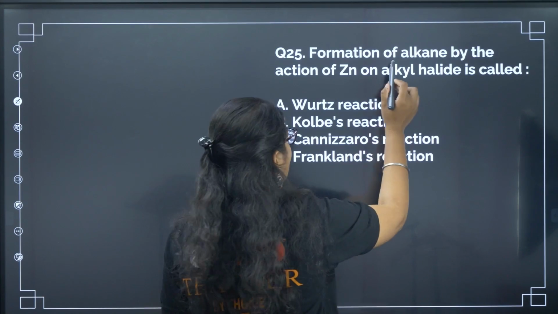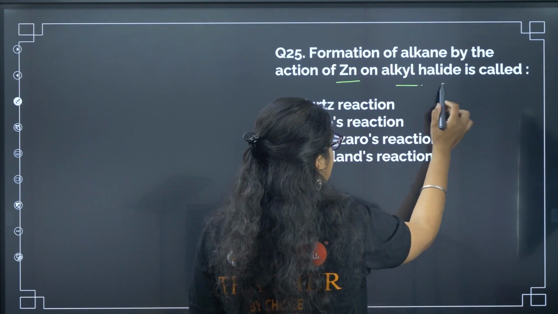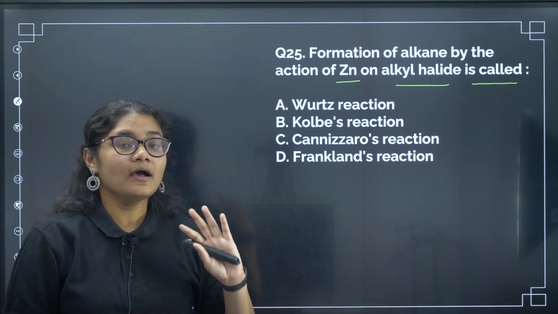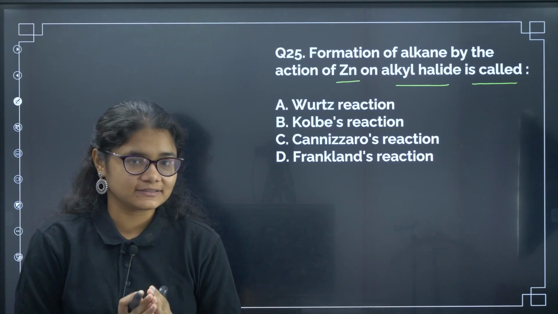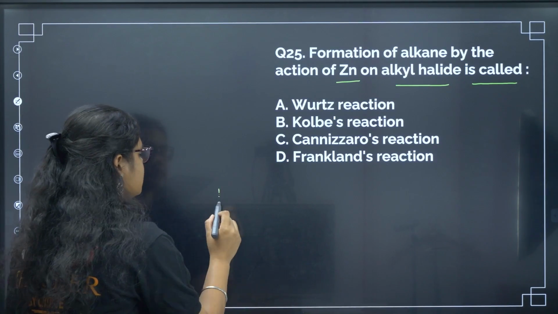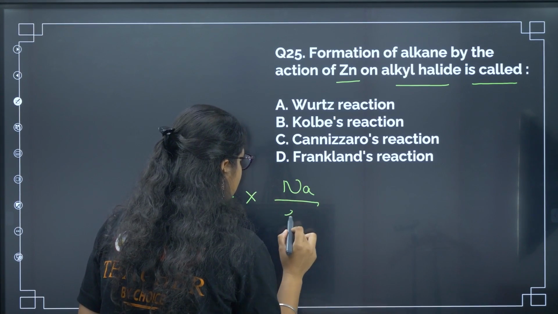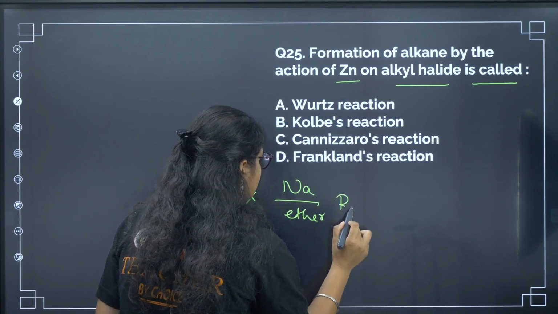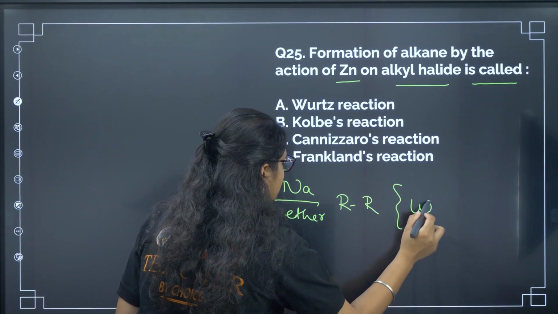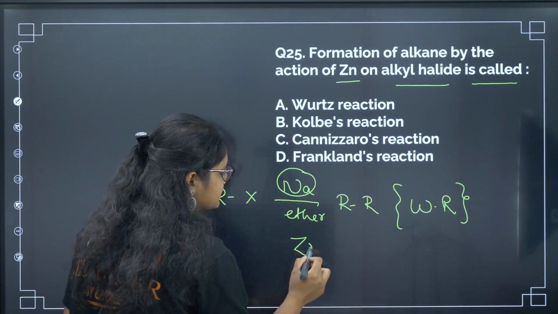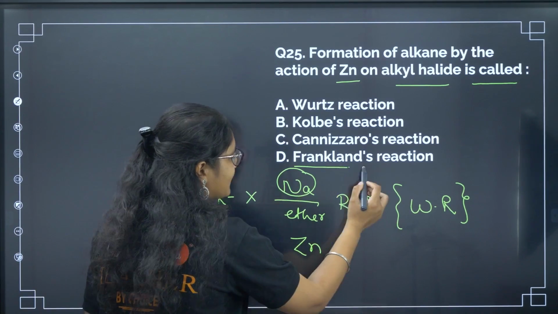Next. Formation of alkane by the action of zinc on alkyl halide is called. Many of you may not be knowing, but by seeing the options you can easily guess the reaction. See, we have 2RX. If we take it in presence of Na and ether, we get RR, right? And this is Wurtz reaction, right?